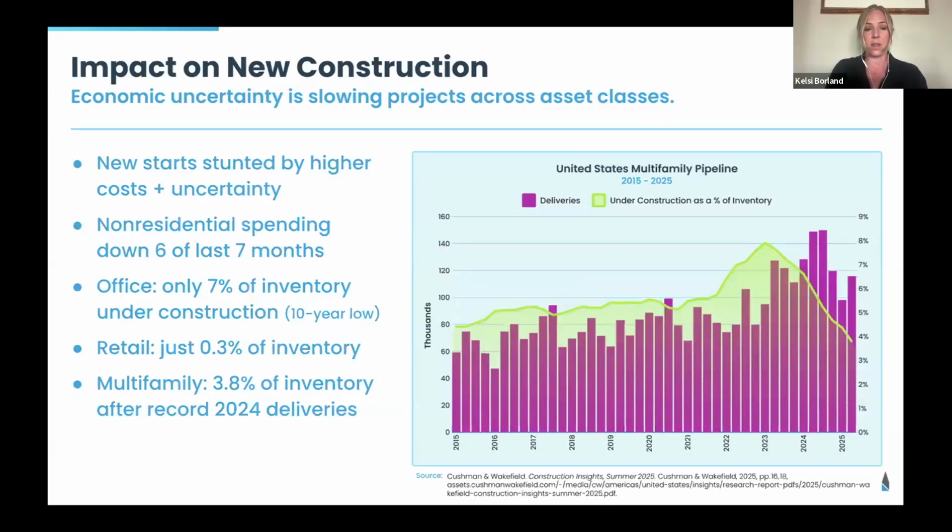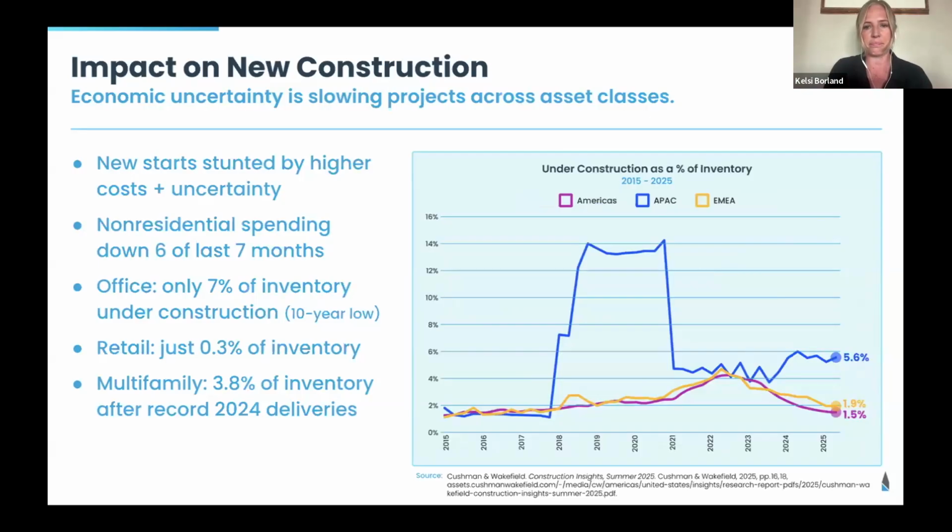Multifamily is also just below 4% of current inventory. We had record deliveries in 2024 and really record new multifamily development for the last few years. So some of the multifamily numbers are really just cycling through that new supply that had come online, and giving the market some time to absorb it. I anticipate that we'll see multifamily maybe bounce back faster than some of these other asset classes.